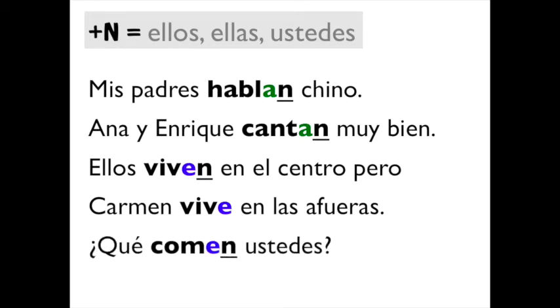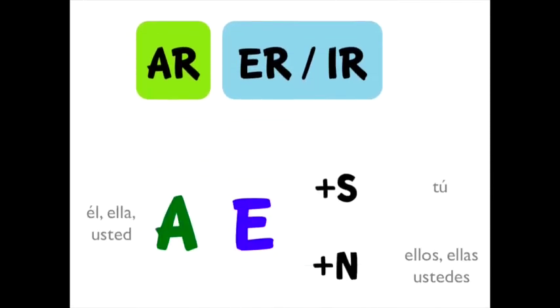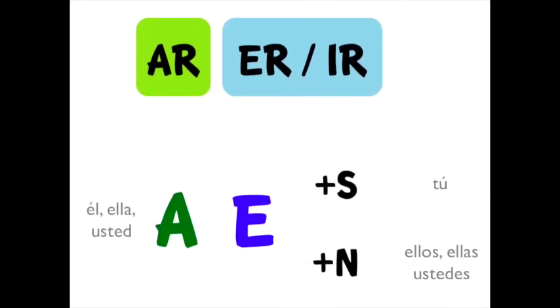¿Qué comen ustedes? What are you eating? This time talking to more than one person. So, we've got a, e as our key sounds, which give us the third person singular. We can hook on an s to give us the tú form. We can hook on an n to give us the third person plural, or the you plural form.